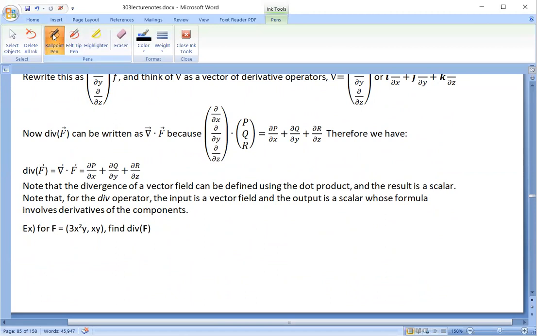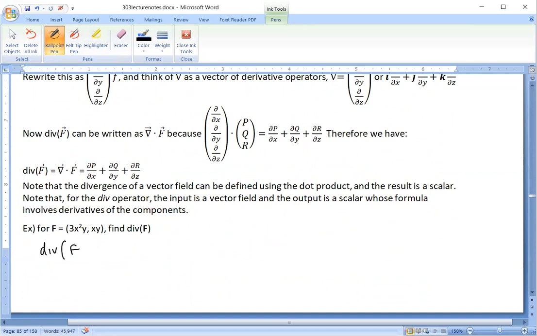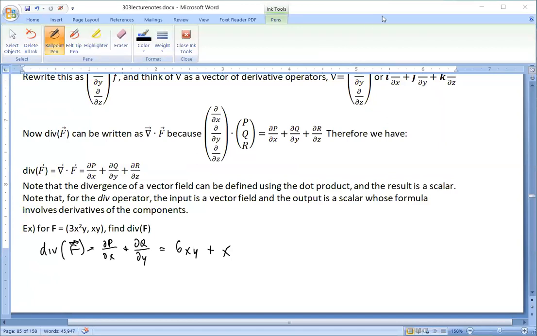So for this vector field, find the divergence. We say divergence of vector field F equals, in this case it's 2 coordinates, so it's going to be dP/dx plus dQ/dy, and dP/dx is 6xy, and dQ/dy is just x. So there's your divergence. And again, notice that the result is a scalar. It's a function, but it's a scalar.